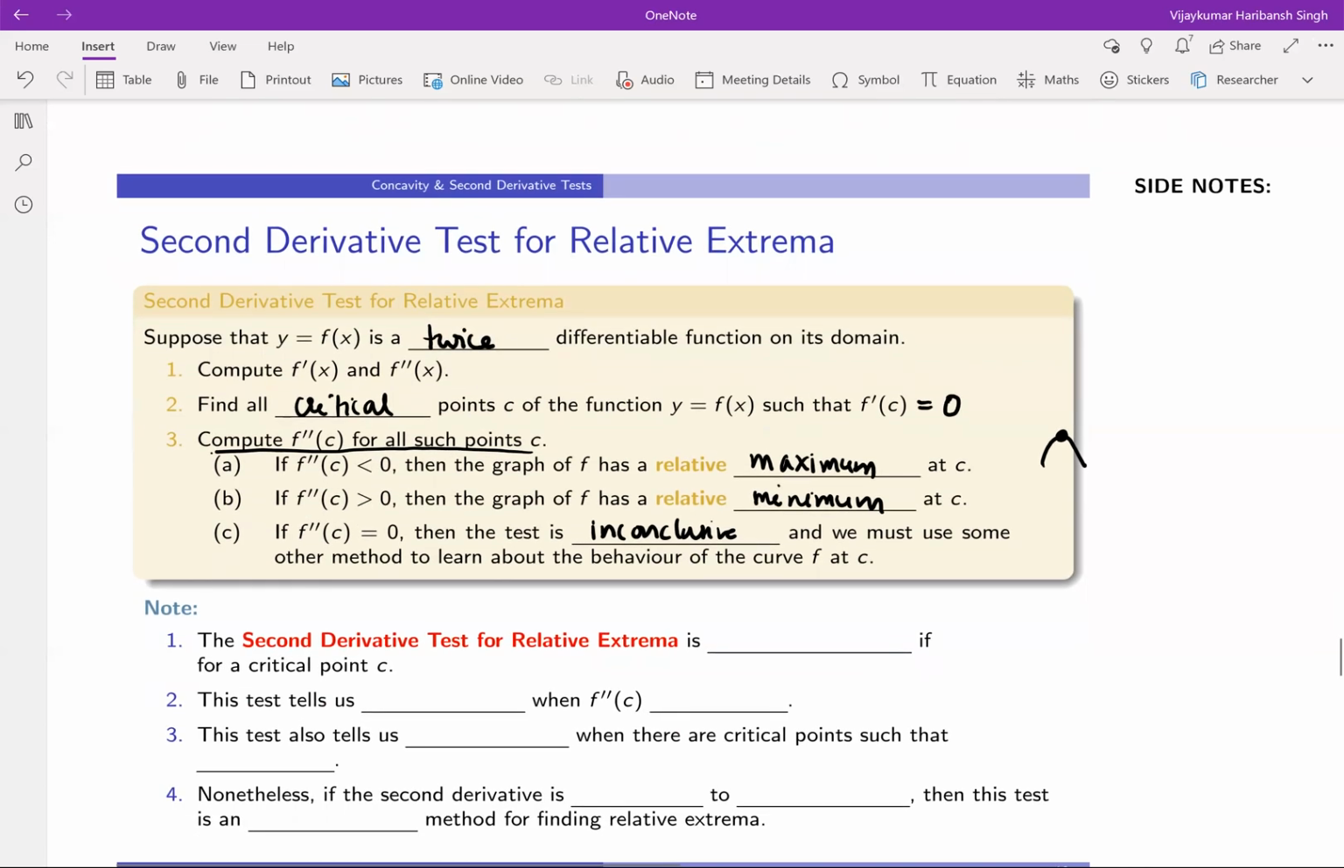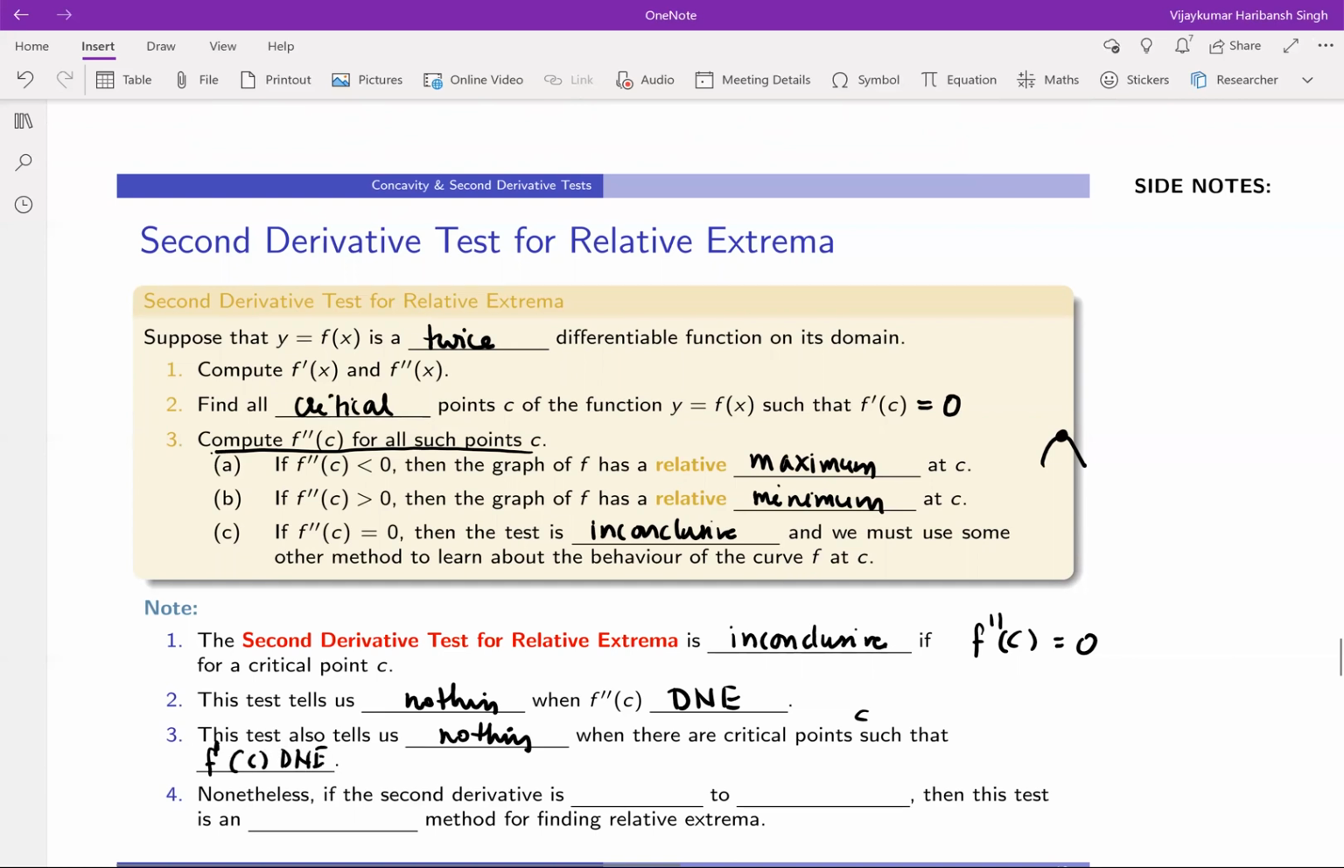So note that the second derivative test for relative extrema is inconclusive if f double prime c equals 0 for critical number c. This tells us nothing when f double prime c does not exist, right? This also tells us nothing when the critical point c has f prime, sorry, f prime c does not exist, right?